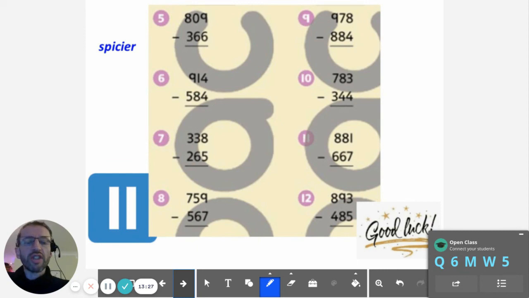This is the spicier set of questions. Work through them methodically, work through them carefully. If you're confident with what you're doing, you might want to go to the compact method where you don't use partitioning. Make sure you work through carefully as I've shown you, and you get them all right when you mark them tomorrow.